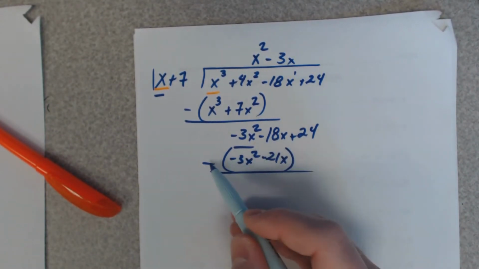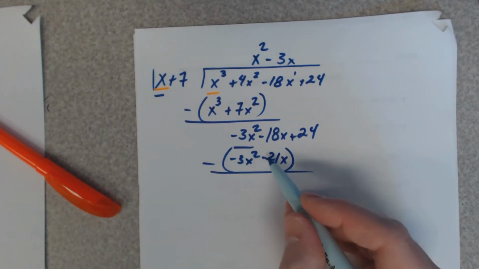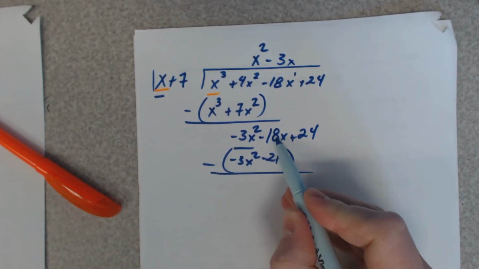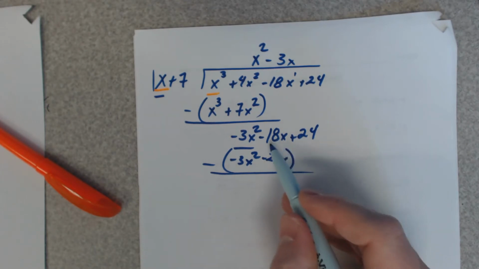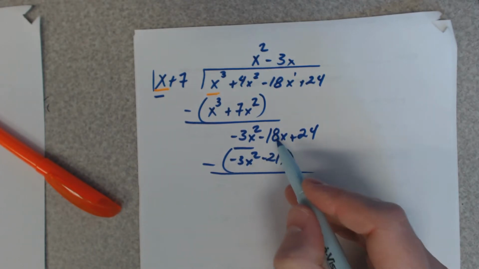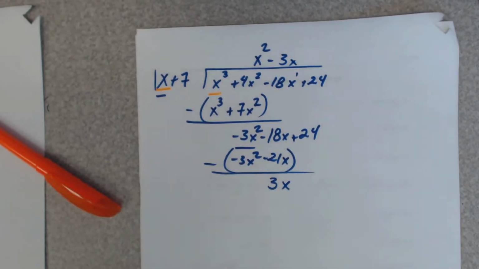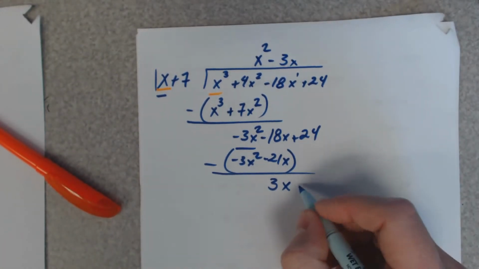Negative 18 minus a negative 21. Be careful with your signs. If you subtract a negative, it's like adding. Okay, so negative 18 plus 21. If we combine those together, you get 3x. So bring down the 24.